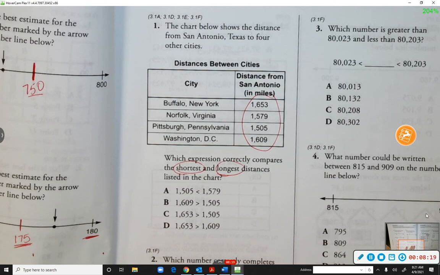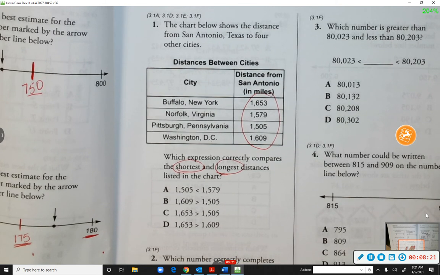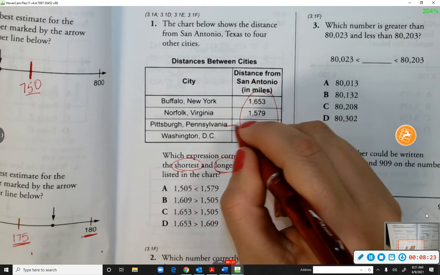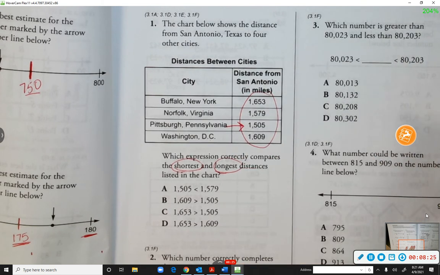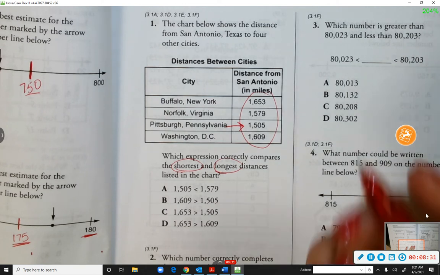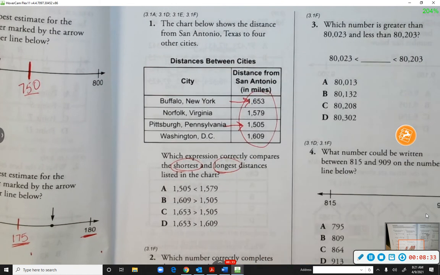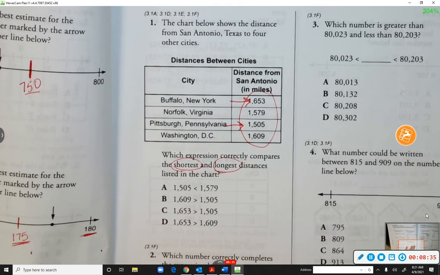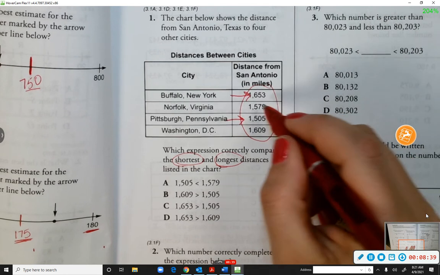You can either say the city or the number. Pennsylvania, good. So that's the shortest. What was the longest? Buffalo, New York. Buffalo, New York, good. So I know already I can eliminate which ones? Buffalo.